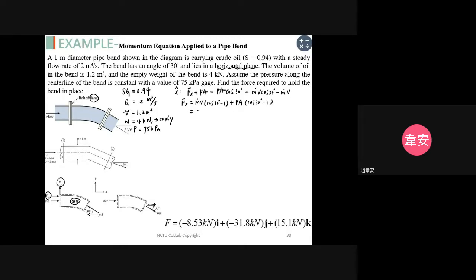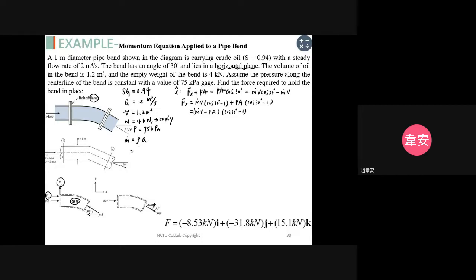So we just also reorganize the equation. So the mass rate V plus the PA multiplied by the cosine 30 degrees minus 1. So what is the mass rate? The mass rate, since we have Q already, rho multiplied by Q will equal the mass flow. So what is the rho?